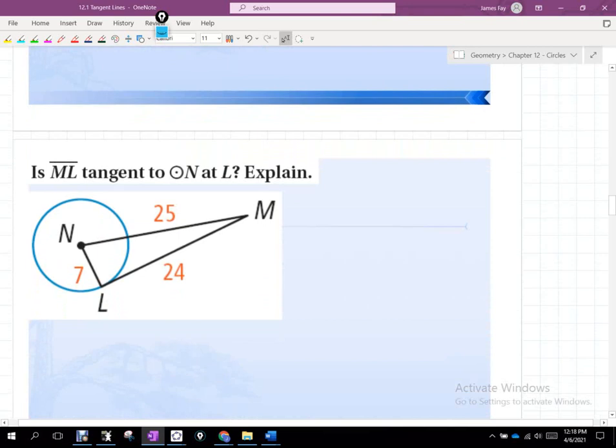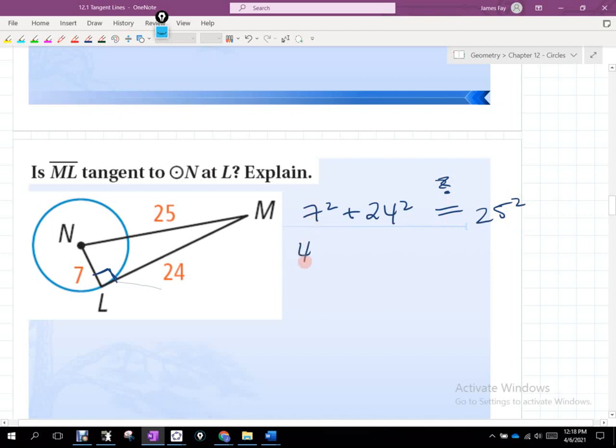Okay, so here's kind of the converse of that. I don't know if these are tangent. I have no idea. But if they are tangent, what kind of angle would you have at angle L? You'd have a right angle. So if these are tangent, then this would be a right triangle. Does that make sense? So could I say 7 squared plus 24 squared? How does that relate? Does it equal 25 squared?